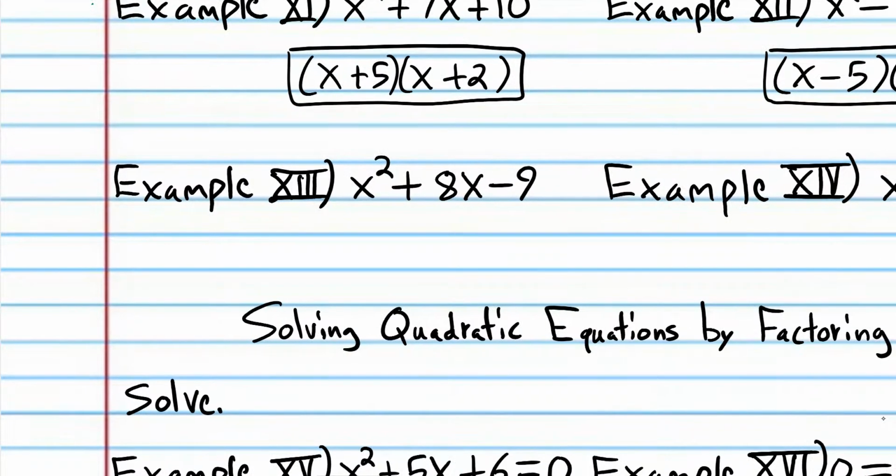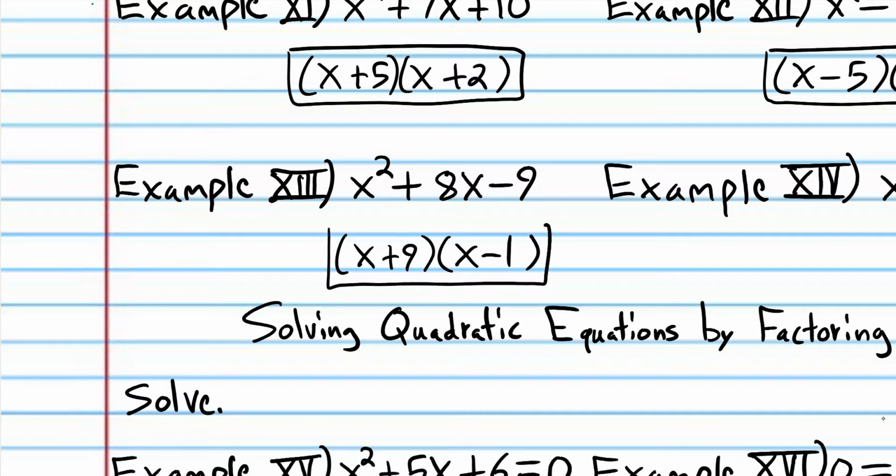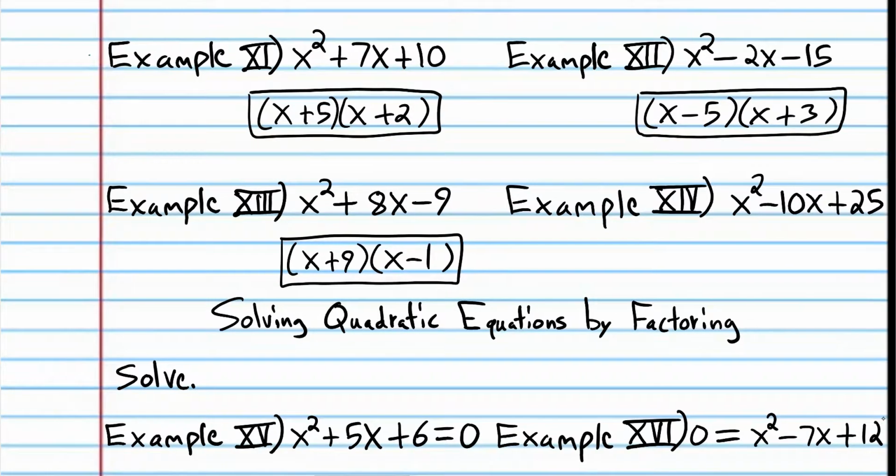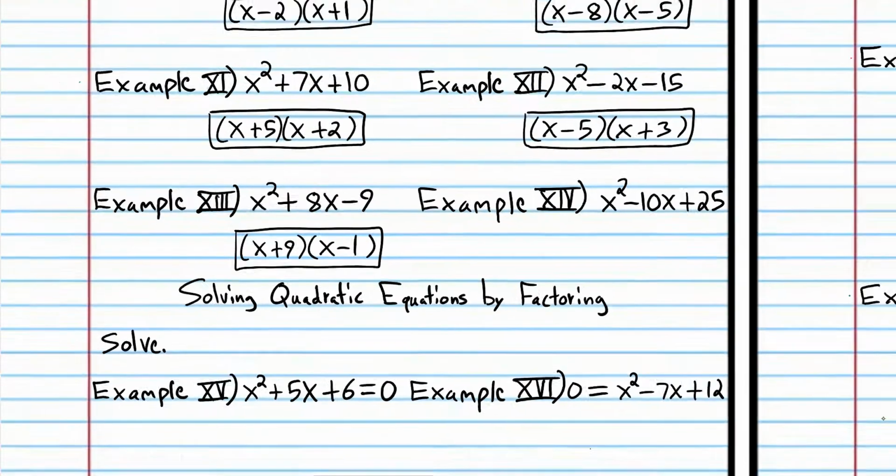All right, we're back. Two sets of parentheses as usual, x, and it looks like it's going to be positive 9 and negative 1. 9 times negative 1 is negative 9, and 9 plus negative 1 is positive 8. So if you got that answer, good job.